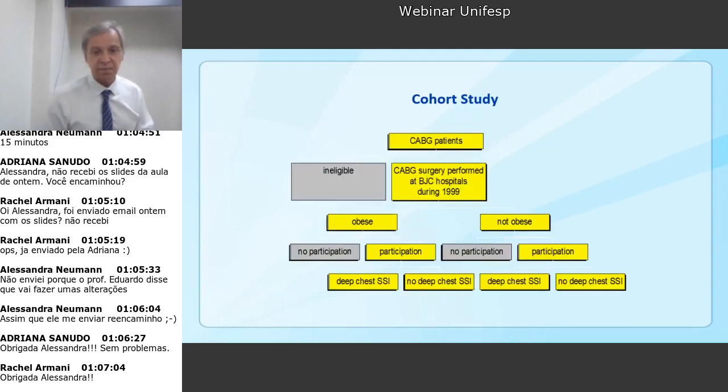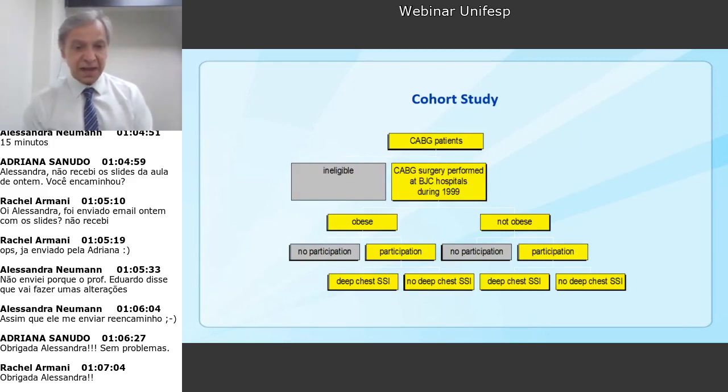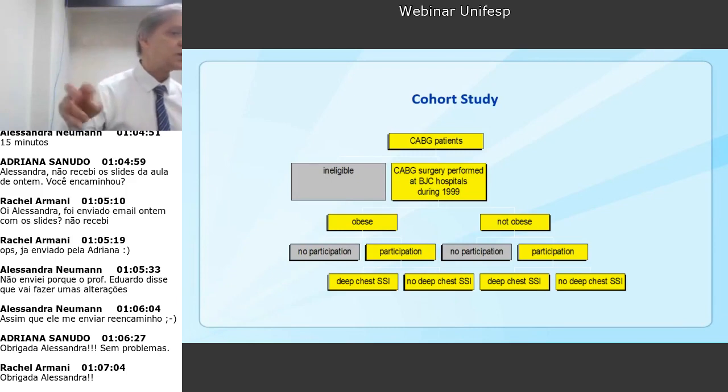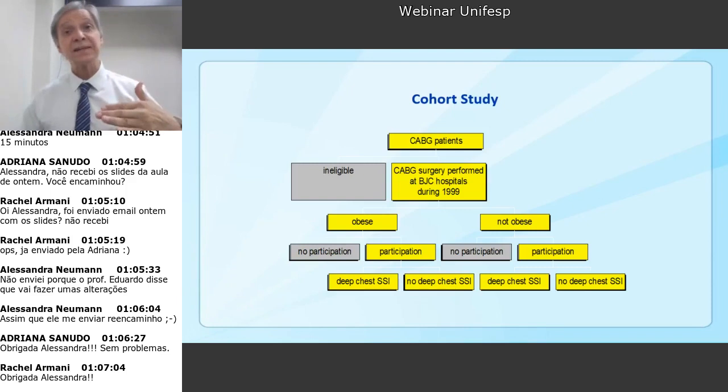This is a study done by a colleague of mine at St. Louis University and BJC, Barnes-Jewish Christian Hospital in St. Louis. It covers bypass surgery performed at BJC Hospital during 1999 among obese and non-obese people. The hypothesis to be tested here is that obese people have more post-surgical infection because of the subcutaneous amount of fat, okay? And also fat under the omentum.